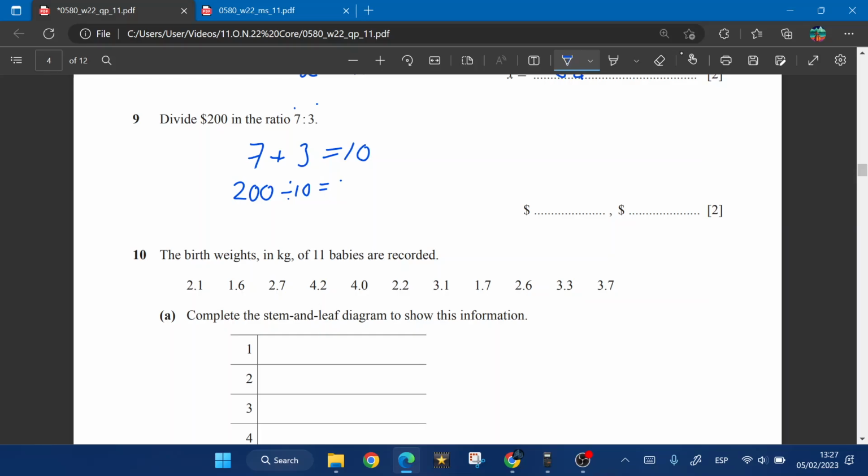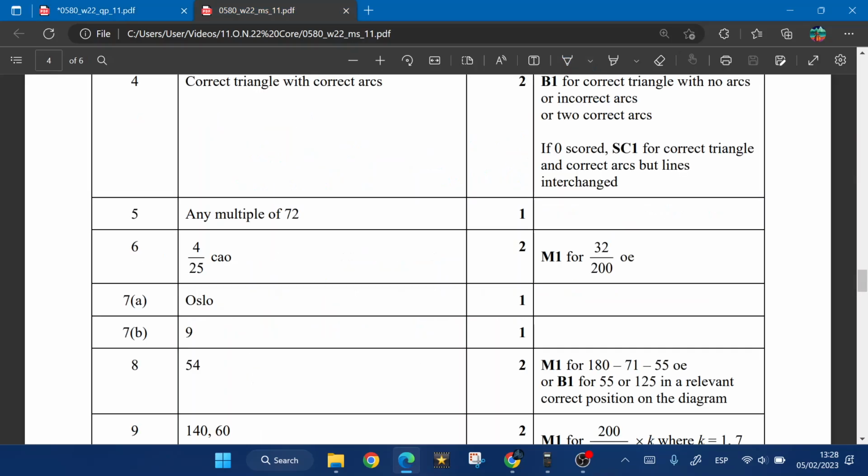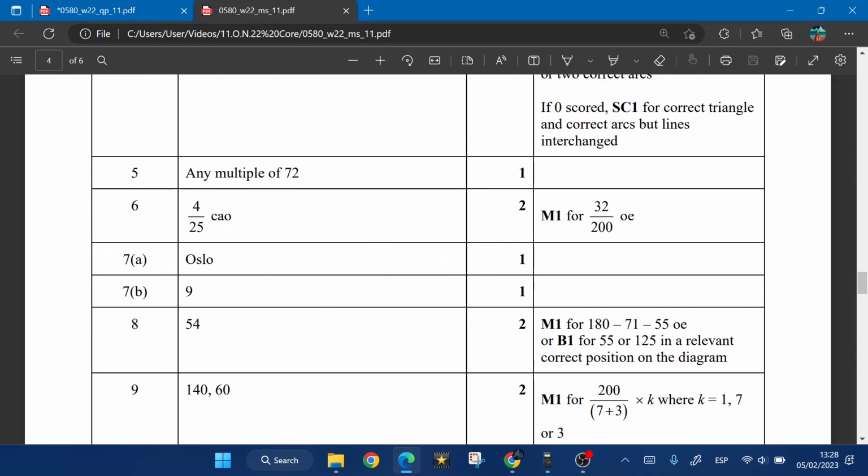200 divided by 10 is 20 times. That means we need to multiply each part of our ratio by 20. So first bloke gets 7 times 20 is $140 and the other one gets $60. It makes sense because when we add it together, it's the 200 we're giving away. Okay, so the ratio is 140 to 60. Don't write them the wrong way around. It's important that they're in the right order.